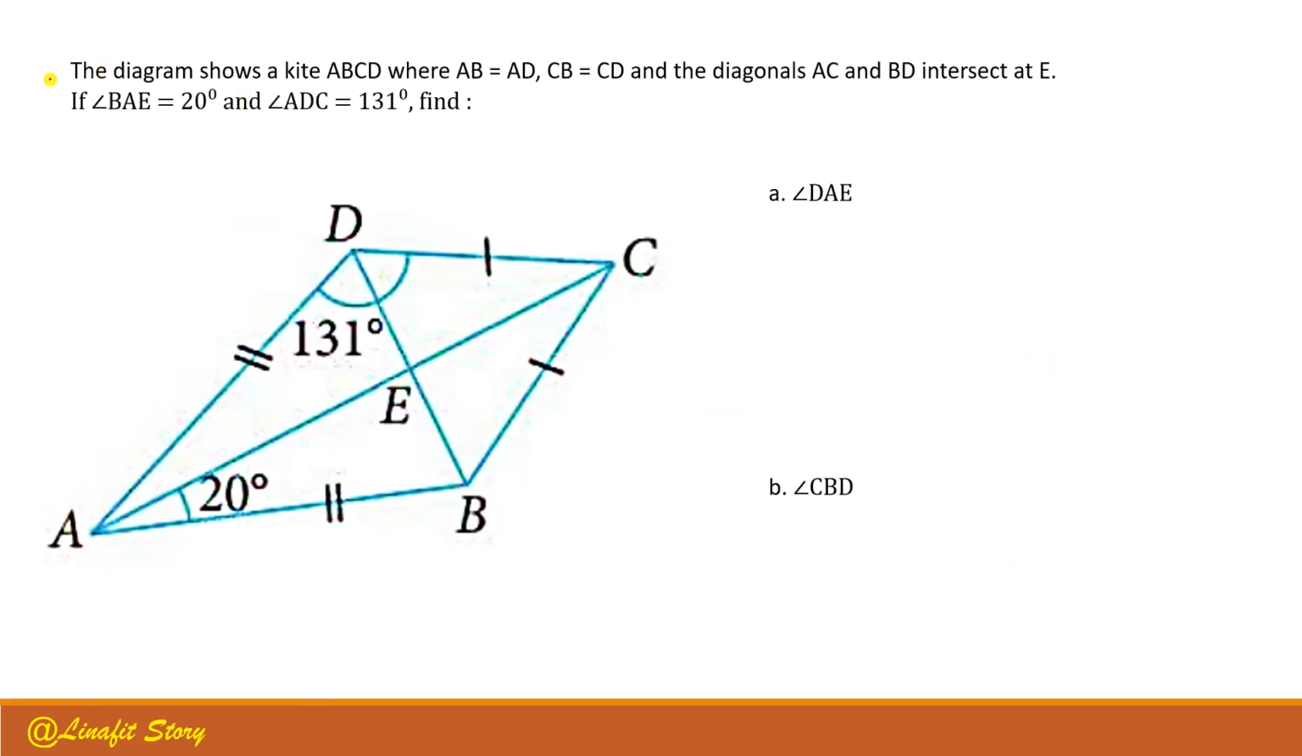The diagram shows a kite ABCD where AB is equal to AD, CB is equal to CD, and the diagonals AC and BD intersect at E. If angle CAE is 20 degrees and angle ABC is 131 degrees, find A, angle BAE, and B, angle CBD. EAB is 20 degrees, so that BAE is also 20 degrees.